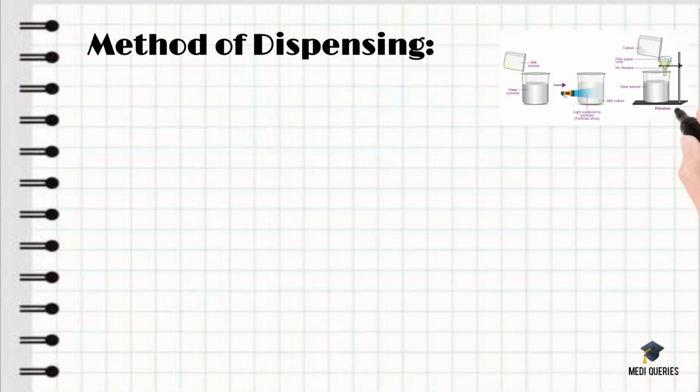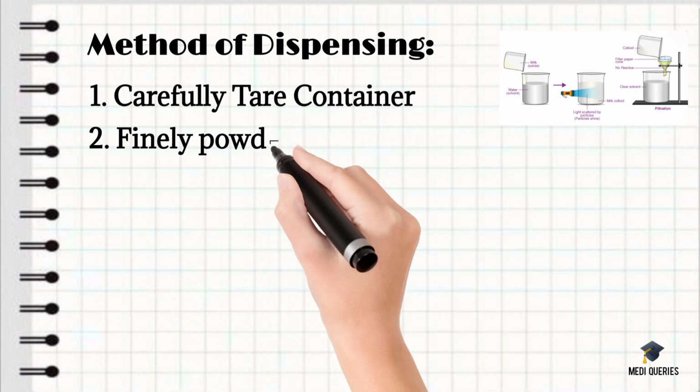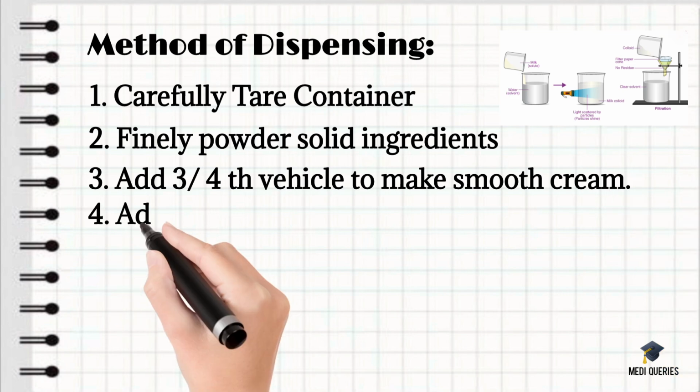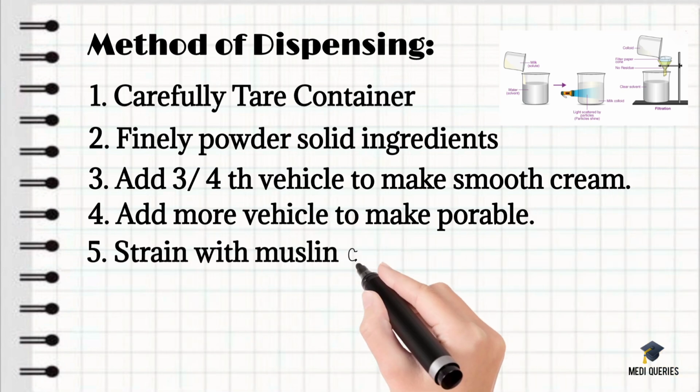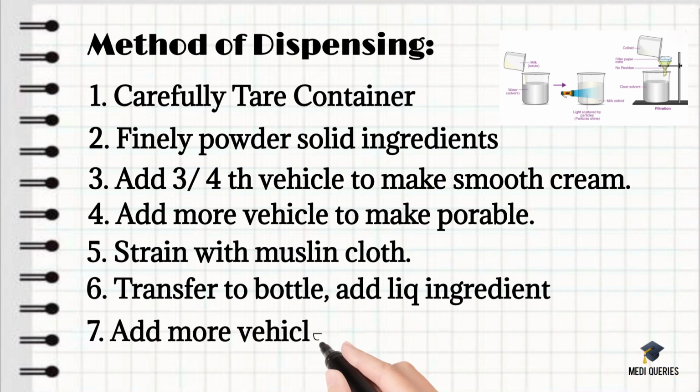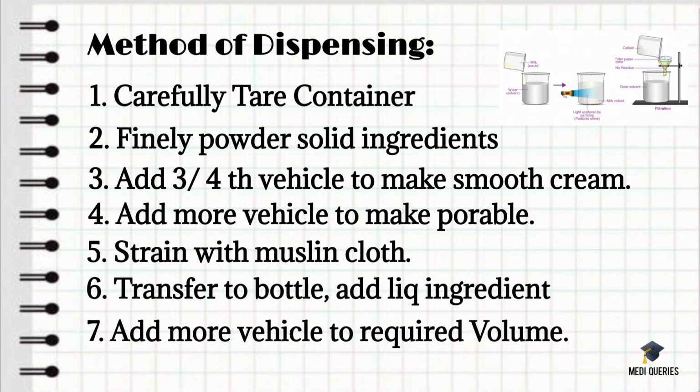First, the general method of preparation using compound tragacanth powder as a suspending agent. Finely powder all the ingredients first, mix them together in a mortar, and add the compound tragacanth powder. Then measure three-quarters of the vehicle and triturate to form a smooth cream. Examine the suspension carefully, and if it contains any foreign particles, strain through a muslin piece into a tared bottle. Rinse the mortar with a small quantity of the vehicle, transfer the rinsing solution to the bottle, and add any liquid ingredients. Then add more of the vehicle to produce the required volume. That is the general method of preparation.